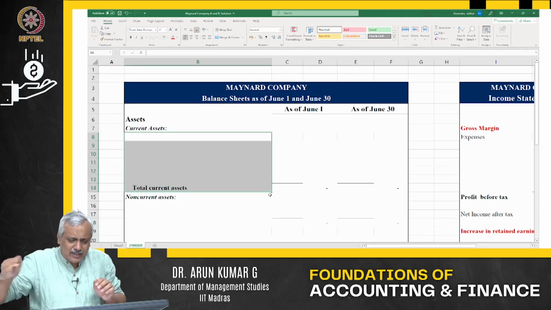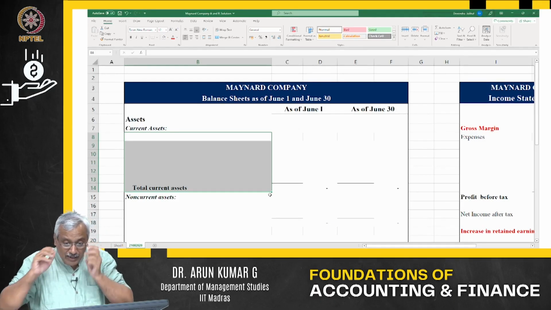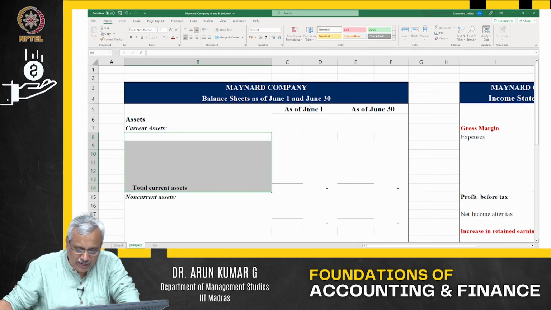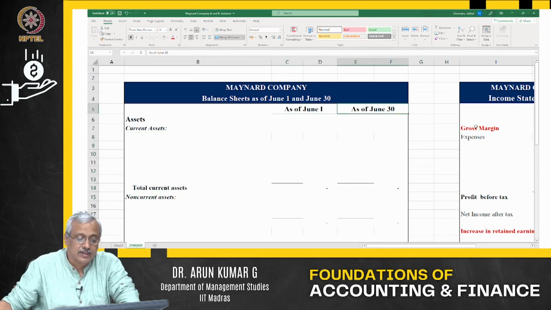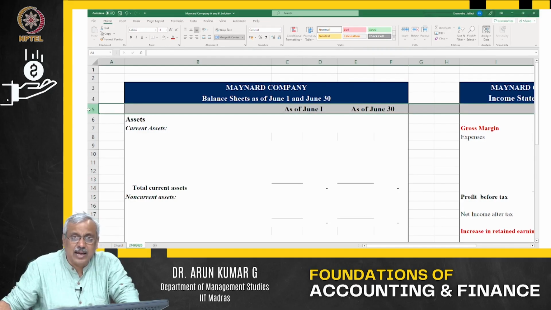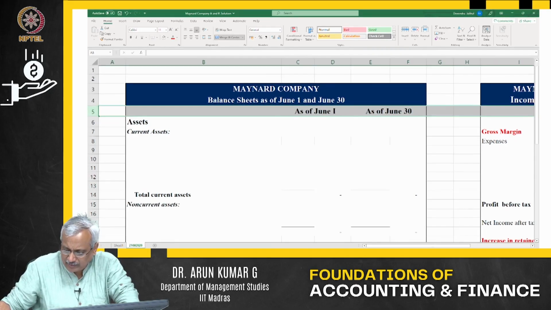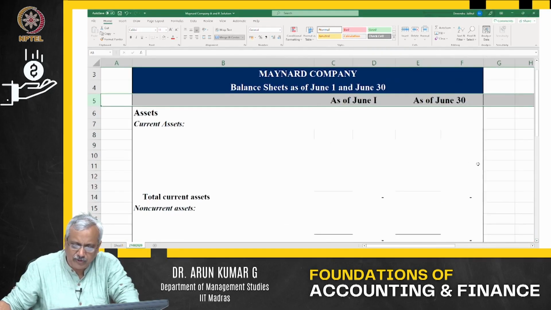Now, let us look at this aspect. I am preparing the balance sheet side by side, as of June 1st and as of June 30th. I am preparing the balance sheet for both. Let us not look at the income statement; I will come back to the income statement in a few minutes. Let me read one by one.